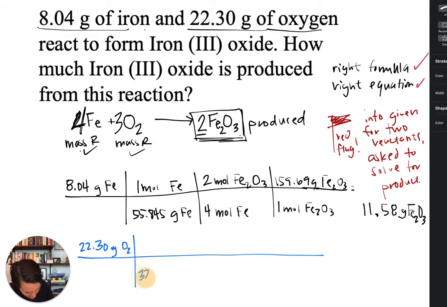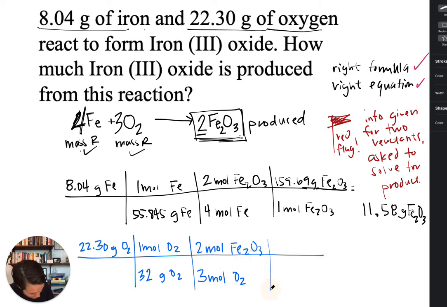There are 32... What is happening? It's like some shortcut I'm not familiar with, because why would it exist? So you have 32 grams of oxygen in 1 mole of oxygen. There are 3 moles of oxygen in every 2 moles of Fe2O3. 1 mole of Fe2O3 contains 159.69 grams of Fe2O3.